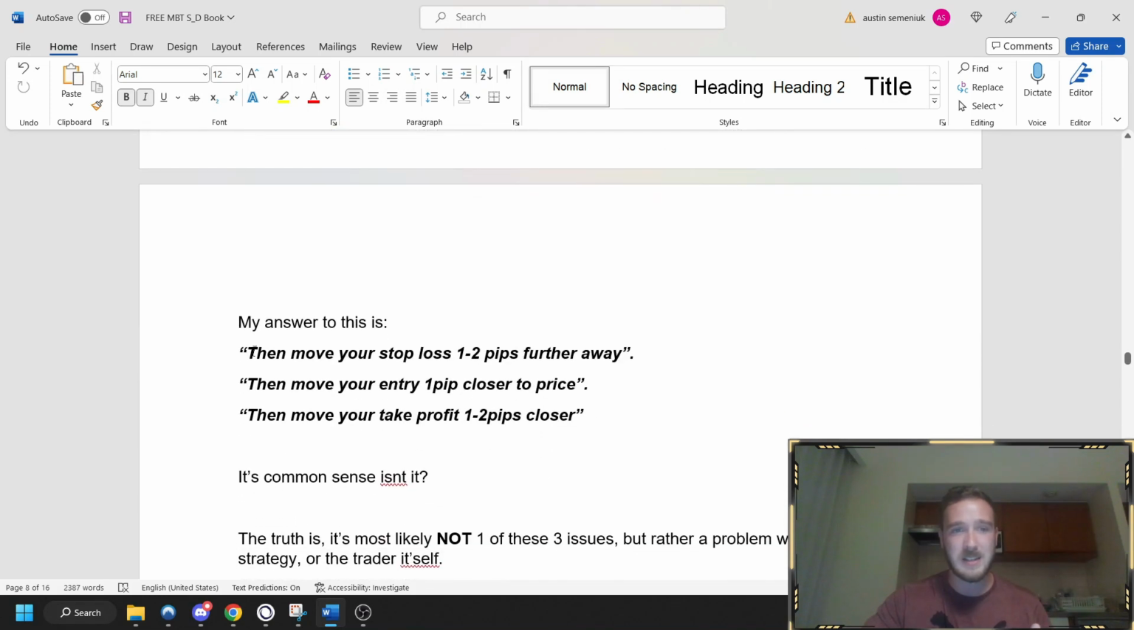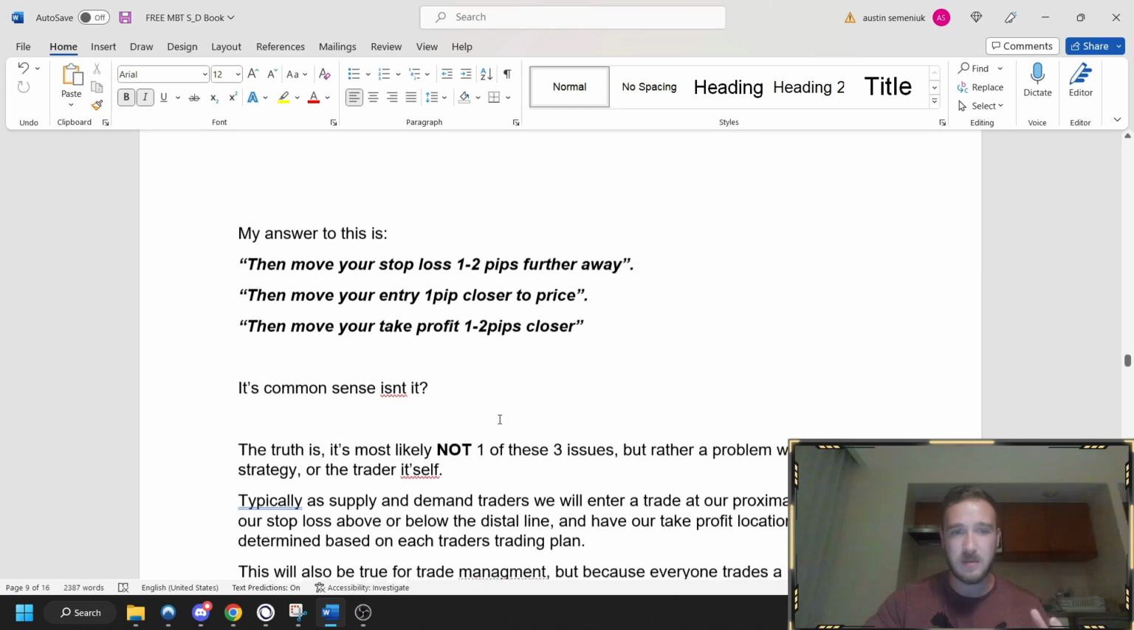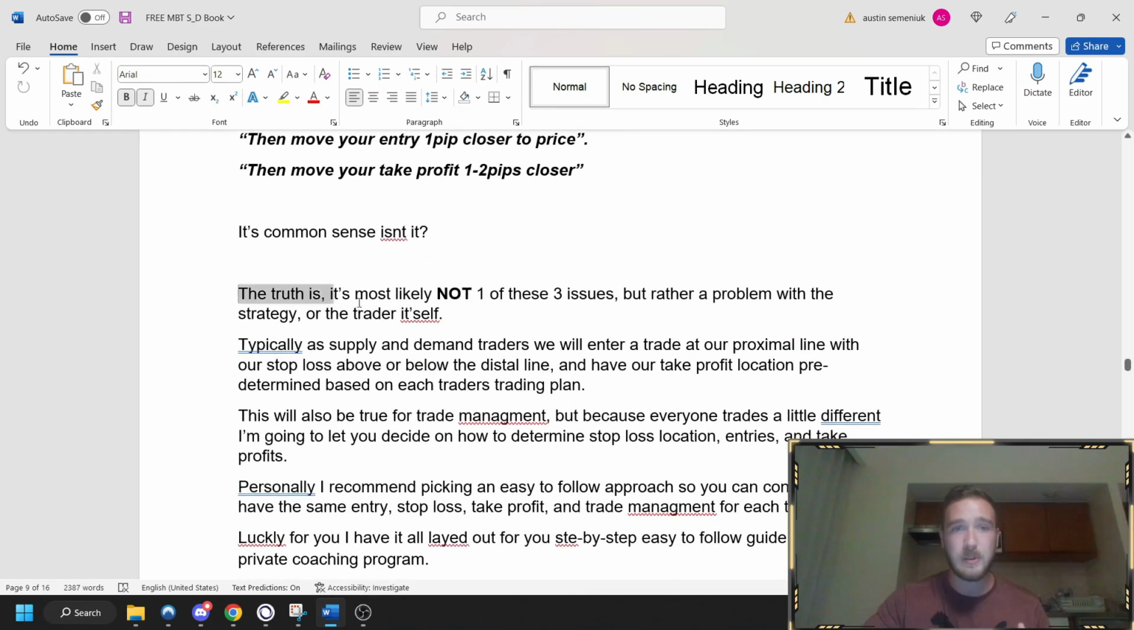My answer to this is always, then move your stop loss 1 to 2 pips away, move your entry 1 pip closer, move your take profit 1 to 2 pips closer. It's common sense, right? I go on to say, the truth is it's most likely not one of these 3 issues, but rather a problem with your strategy itself. Typically, supply and demand traders will enter at our proximal line with our stop loss above or below our distal line, right? That's kind of what I recommend.